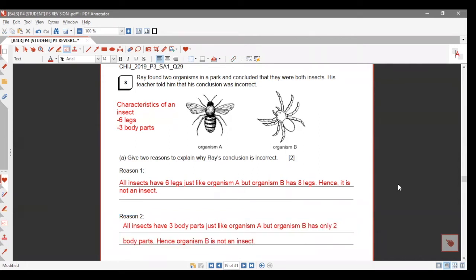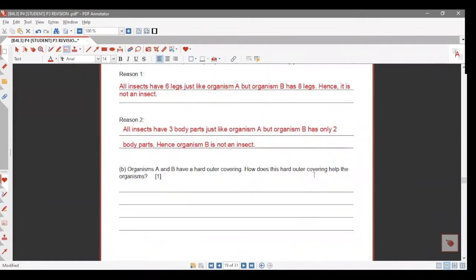Okay, let's move on. Now, for question B, organism A and B have a hard outer covering. How does the hard outer covering help the organism? I think the question that we should ask ourselves is, what is the benefit of having a hard outer covering? Is trying to protect from what?